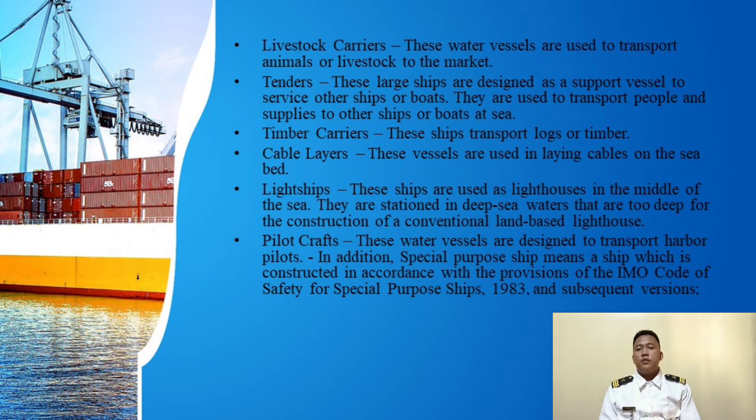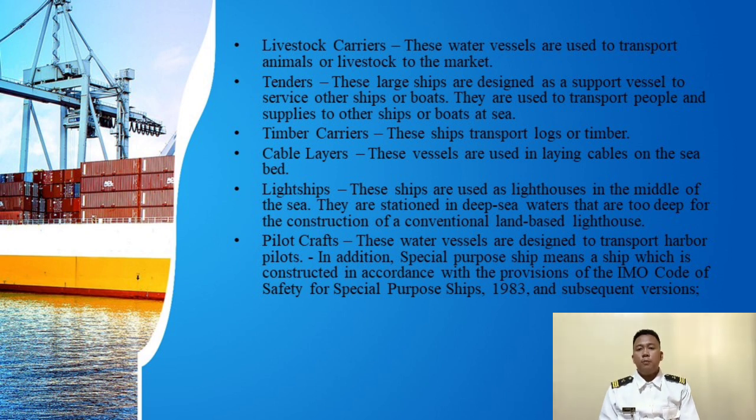The seventh, tenders. These large ships are designed as support vessels to service other ships or boats. They are used to transport people and supplies to other ships or boats at sea. Timber carriers. These ships transport logs or timber. The next one is cable layers. These vessels are used in laying cables on the seabed. Lightships. These ships are used as lighthouses in the middle of the sea. They are stationed in deep sea waters that are too deep for construction of a conventional land-based lighthouse. And the last one is pilot craft. These water vessels are designed to transport harbor pilots.